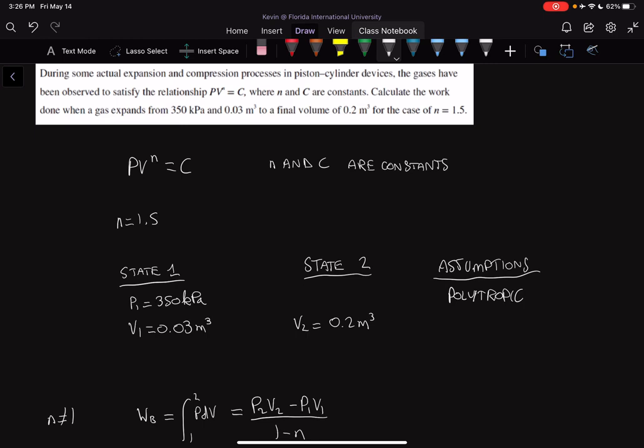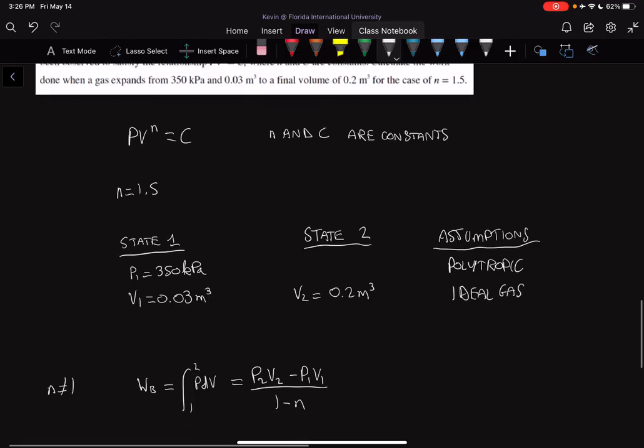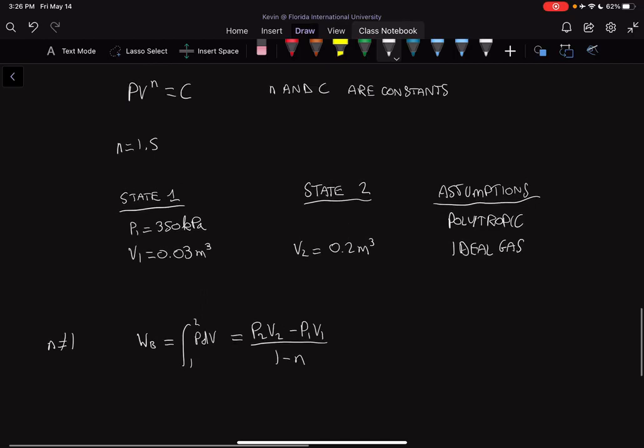And the second assumption is that we're going to treat this gas as an ideal gas. Okay, this is just going to be an assumption. Now from here, we just have to solve for the problem. So we have a couple of different terms. We have volume 1, pressure 1, and volume 2 in our state 1 and state 2. We also have N. So the only thing we're looking for is pressure 2.